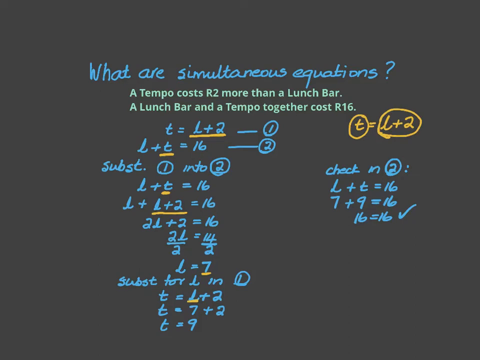So I go to equation 1, which is a nice easy one to tell me what T is. I say T is equal to L plus 2. So that means T is equal to, I now substitute 7 for L, 7 plus 2. I get T is equal to 9. You check your answer by substituting in the equation that you didn't use over here. So in this case, it's 2. Equation 2 says L plus T is 16, L is 7, T is 9. If I add 7 and 9, I get 16, and so I know I'm correct.